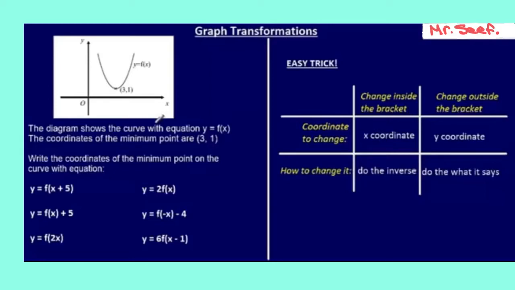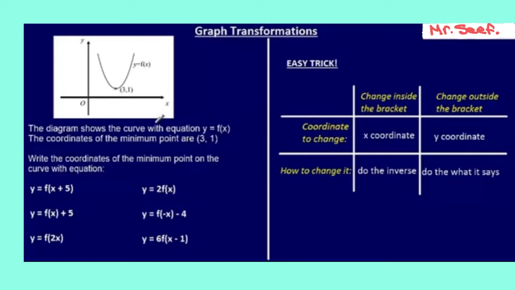In this video, we're going to be using graph transformations, but we're going to use a very easy trick, which is all contained in this grid formation. Along the top, it tells you where the transformation takes place. It can take place inside the bracket or outside the bracket. Then down the side, it tells you what changes. And what changes can either be the x coordinate or the y coordinate. And then it tells you how to change it. You either do the inverse or do what it says.